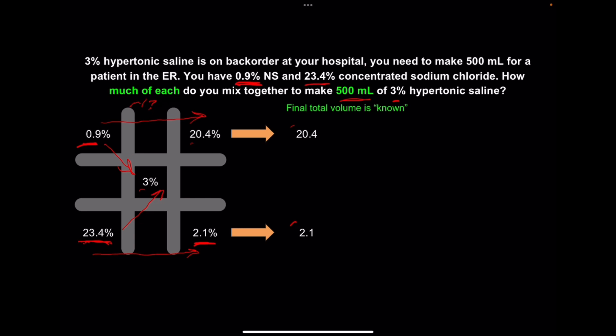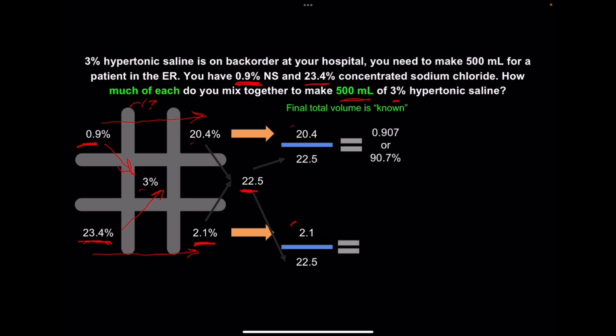So what I like to do is put it into percentage of final volume. The way that we do that is we add these two numbers together. So 20.4 plus 2.1, and we get 22.5. We then put that as our denominator for both of these. We divide that out, and that gives us a decimal or a percentage of our final volume.